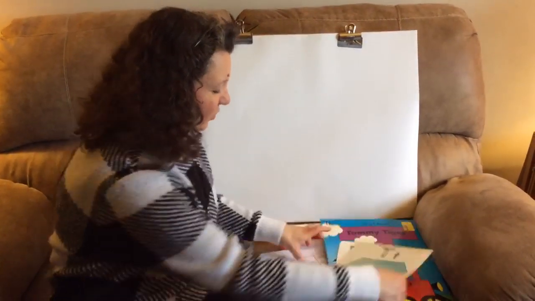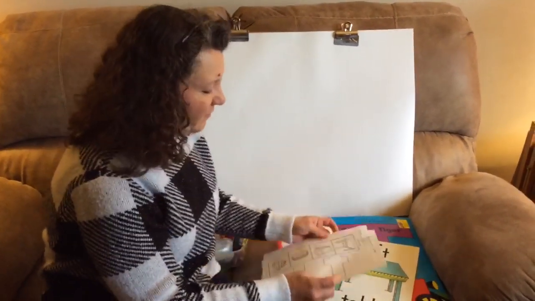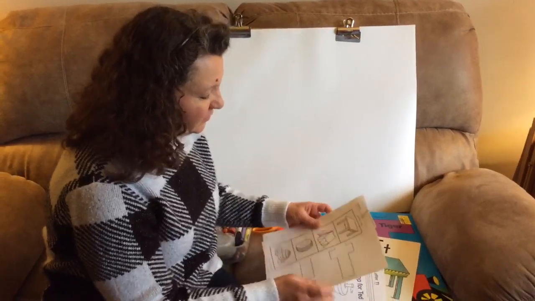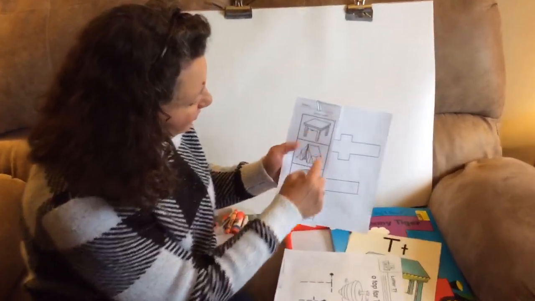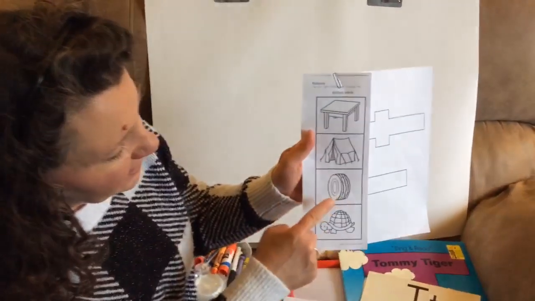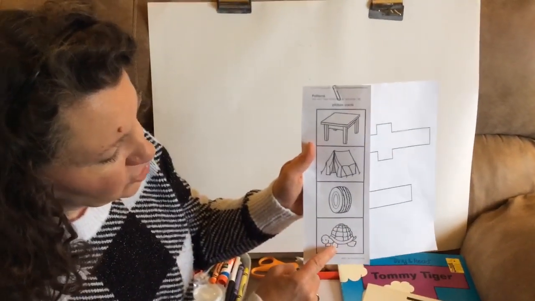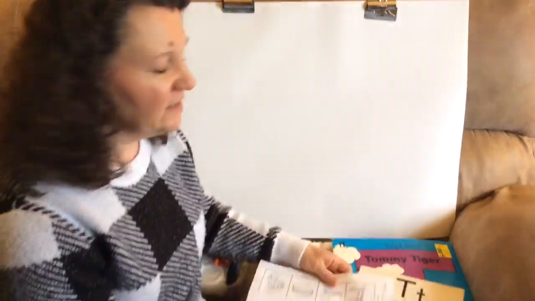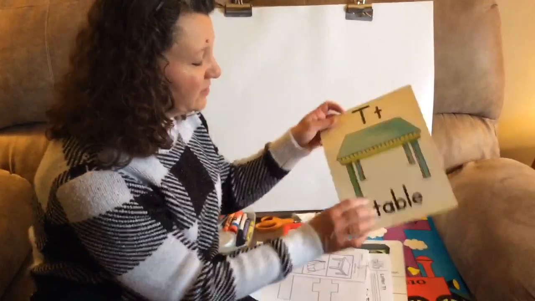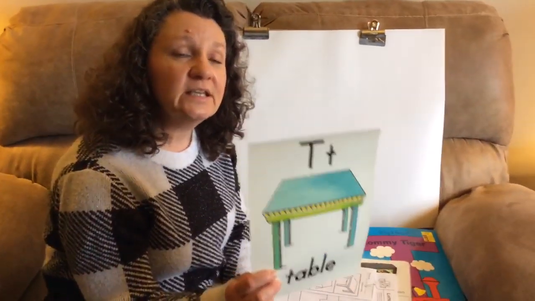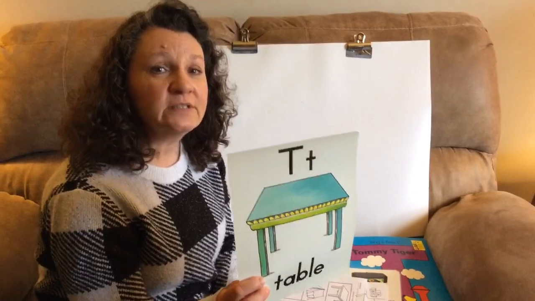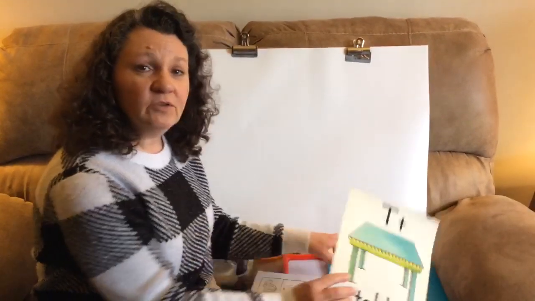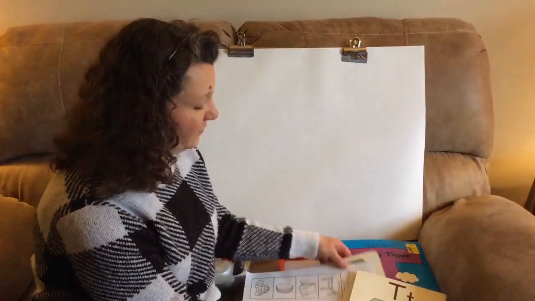Today we're going to be working with some other pictures that begin with the letter T. Here we have a table and a tent and a tire and turtle. Let's do our letter T song. T is for table, t, t, t. T is for table, t, t, t. What else can you think of that begins with the letter T?